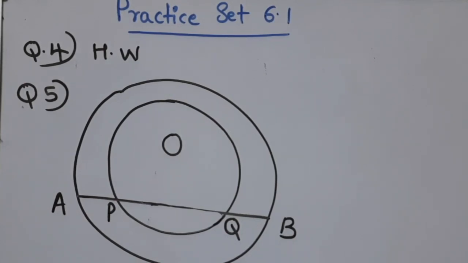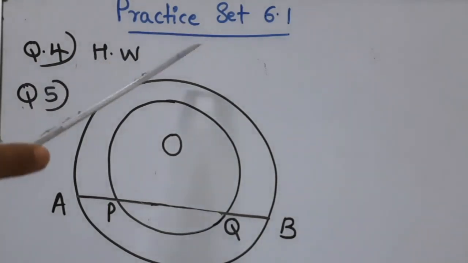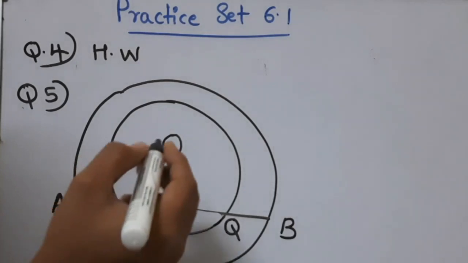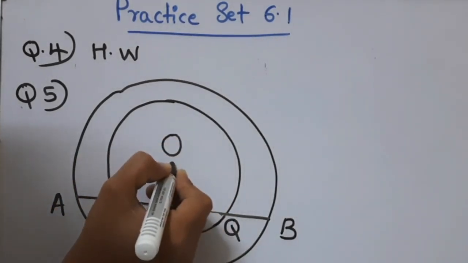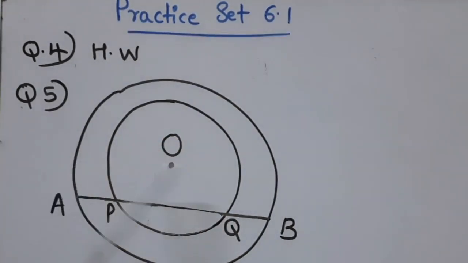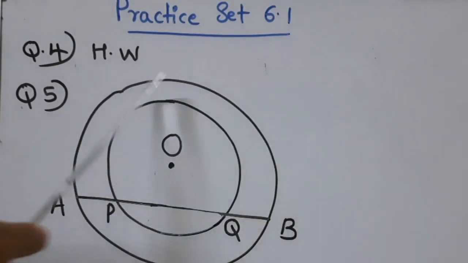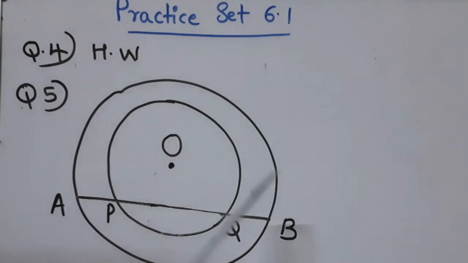We have two circles in the picture. First one is the bigger circle, second one is the smaller circle. Center point of both the circles is O. AB is the chord of the bigger circle, PQ is the chord of the smaller circle. We have to prove that AP is equal to BQ. First we will do the construction part.